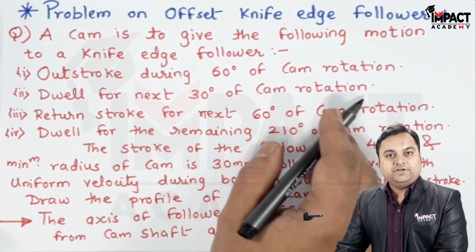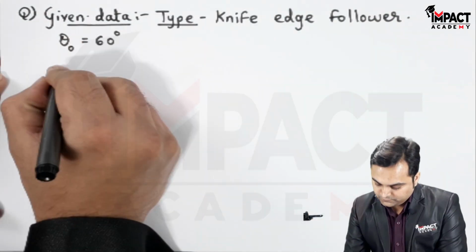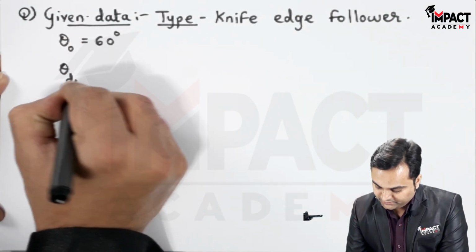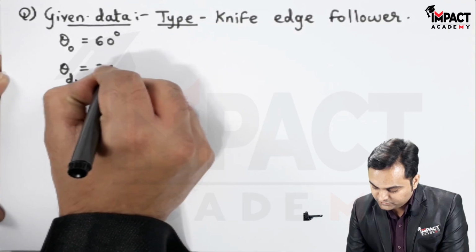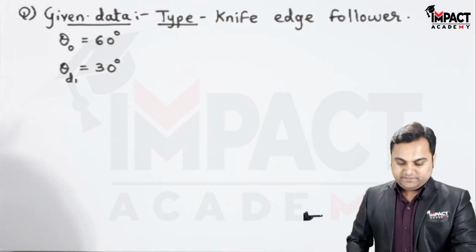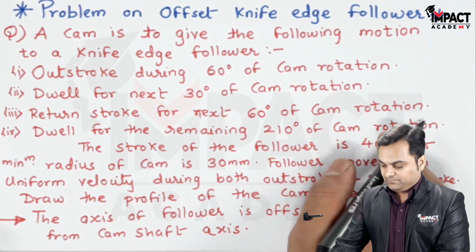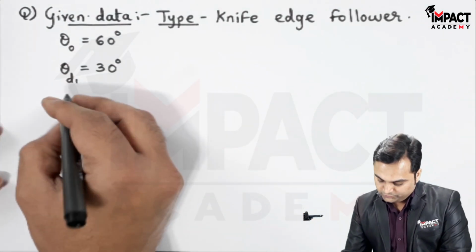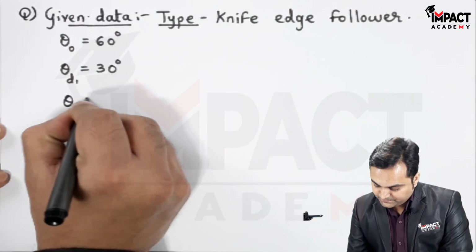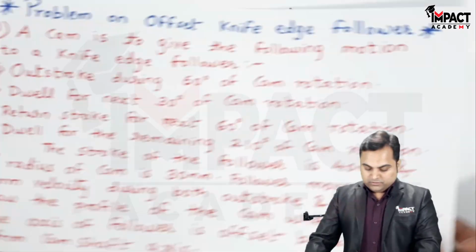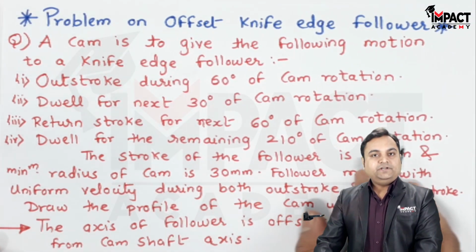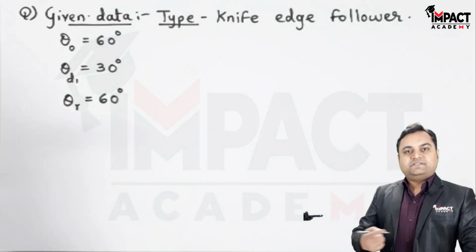Then dwell for next 30 degree of cam rotation. Dwell is denoted by theta d1, first dwell. Next return stroke for next 60 degree of cam rotation. So return stroke is theta r. Dwell for the remaining 210 degree of cam rotation. So that is the second dwell.